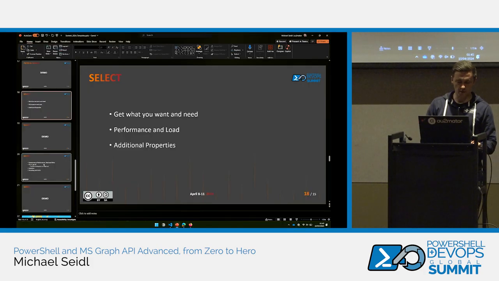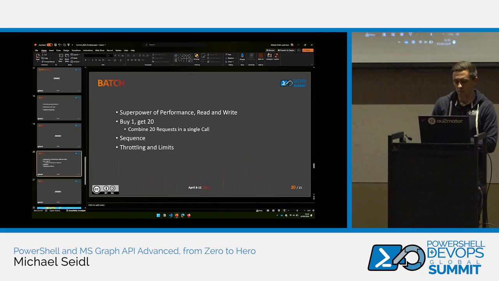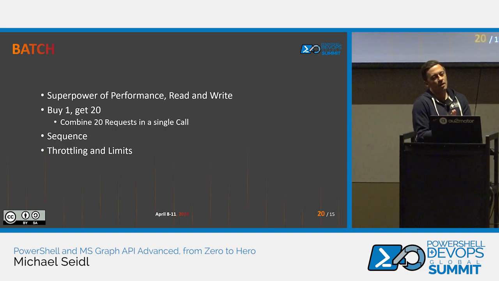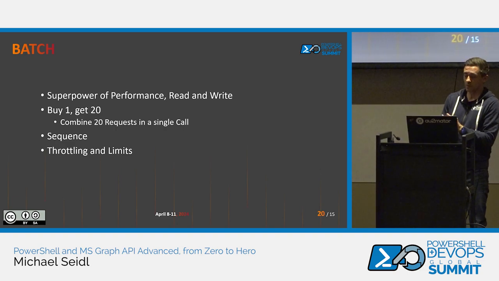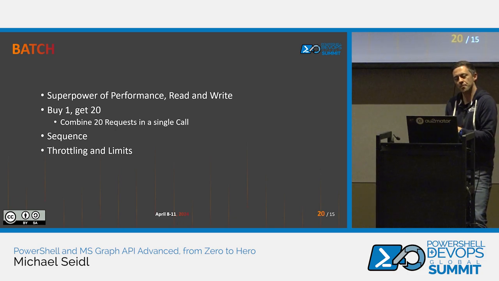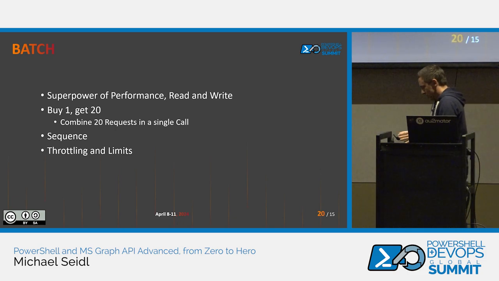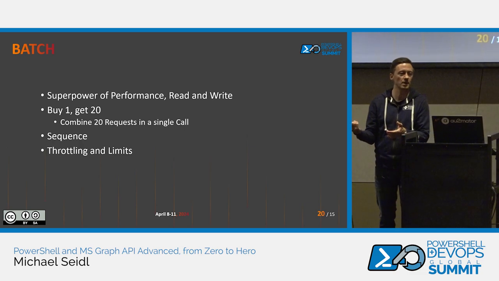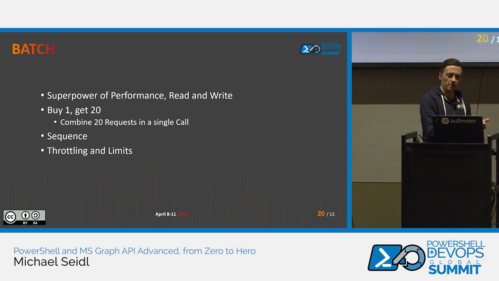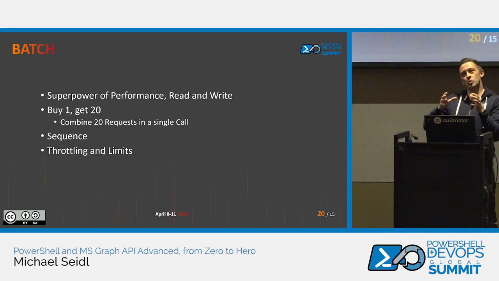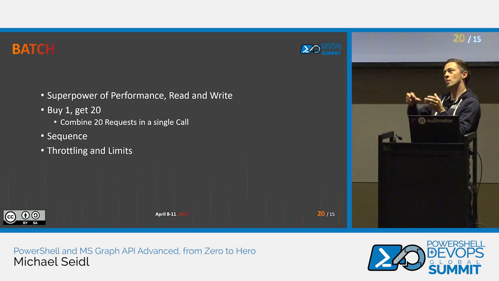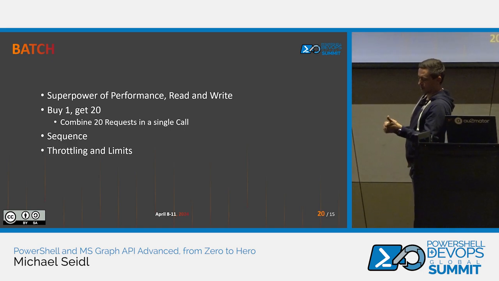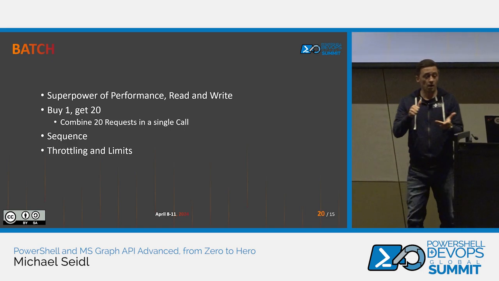So, and now we get to the fun part. Batching. That's our superpower of performance when it comes to read, and of course, if you want to write data to the Graph API. If you go to the supermarket and see a sign, buy one and get 20, you will grab it, right? So we can do the same in Graph API. You can combine up to 20 requests in one request. So what we did was get a user, that is a request. Get the group, that is a request.